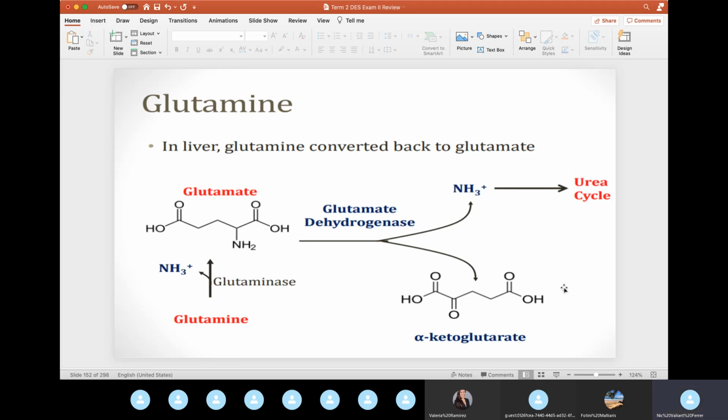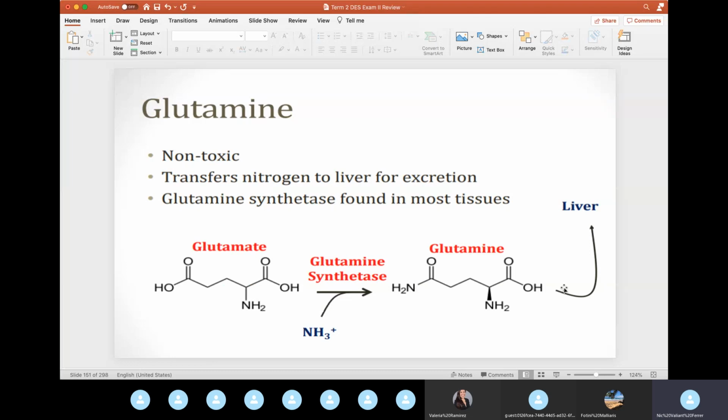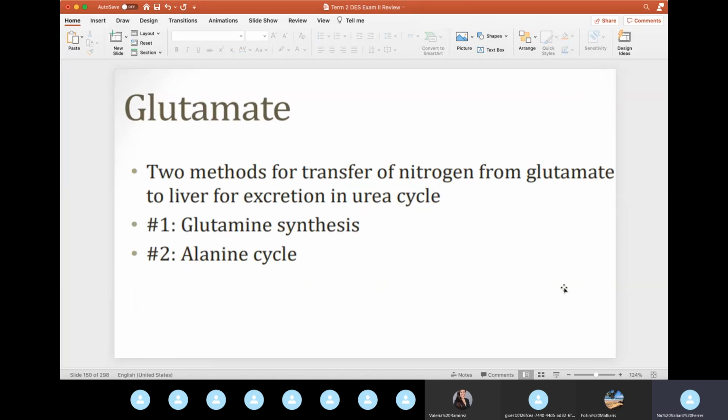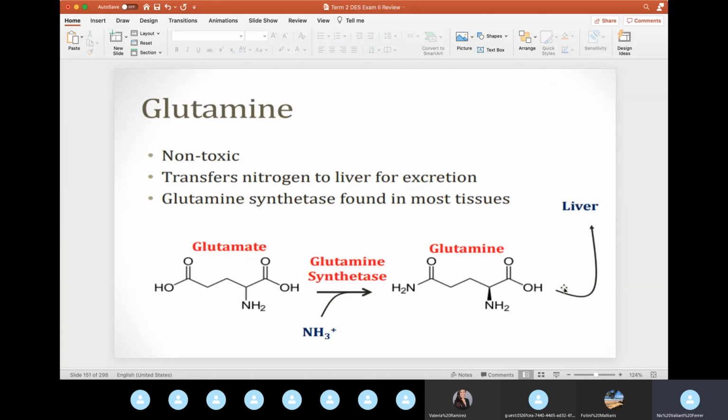So we are just trying to find ways in which the nitrogen can go to the urea cycle. It can either be via glutamine synthesis or alanine. Glutamate has the NH3 now. It needs glutamine synthetase to form glutamine. The glutamine is going to go to the liver. So you're transferring the ammonia from glutamate to glutamine.